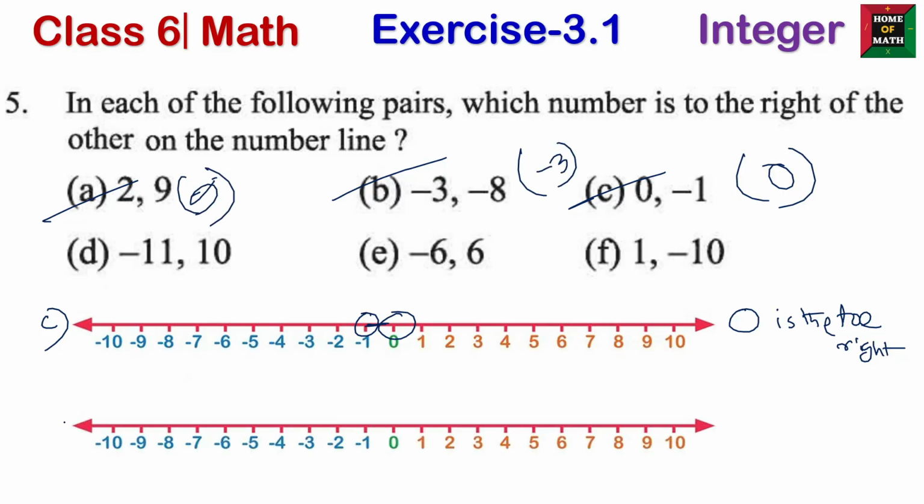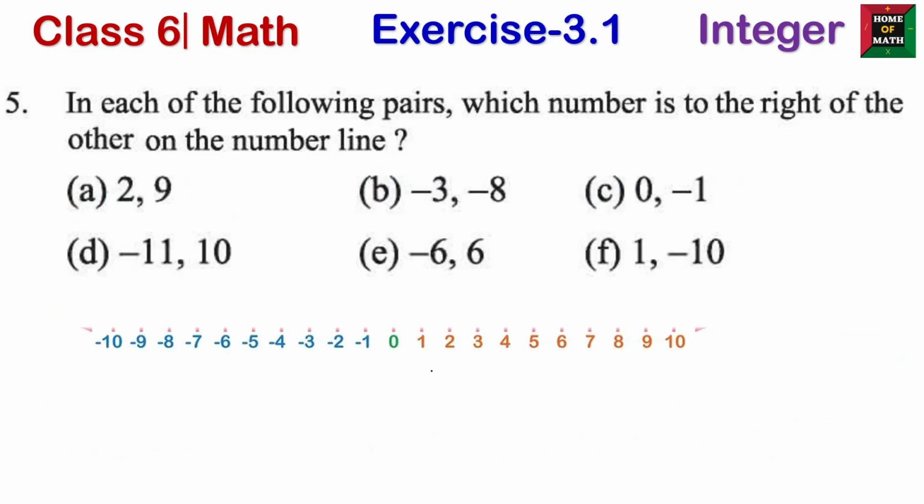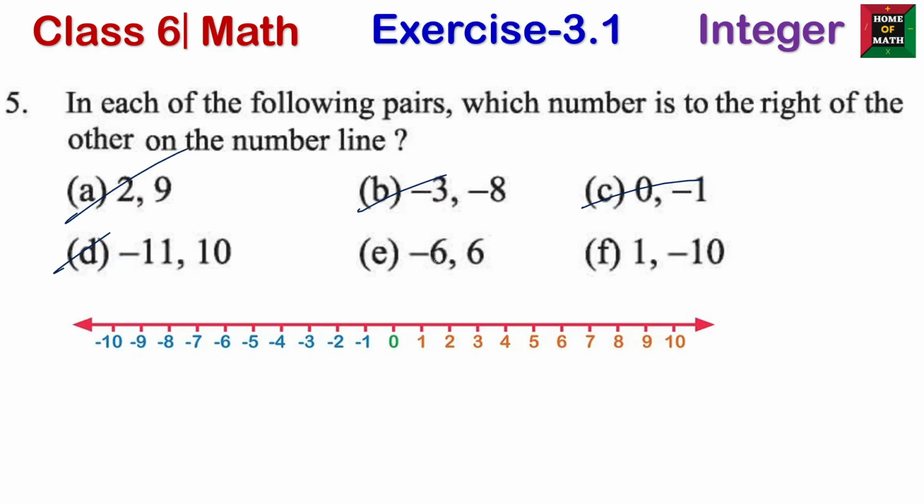Now number D, minus 11. So here is minus 11, right? And here is 10. So which is the right? The number 10 is to the right. Okay? Then this is done, this is done, this is done, this is done.